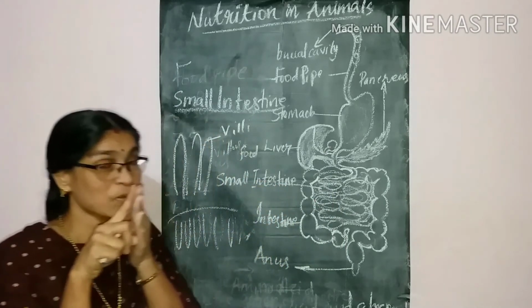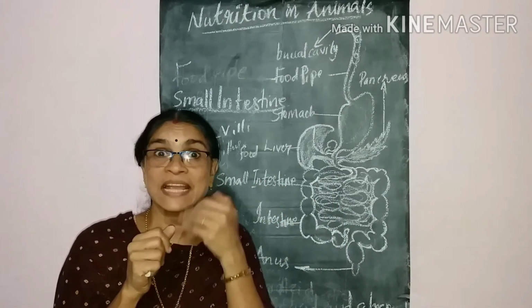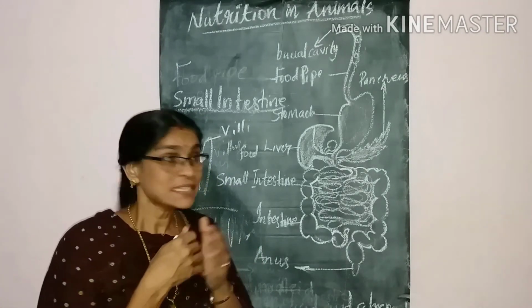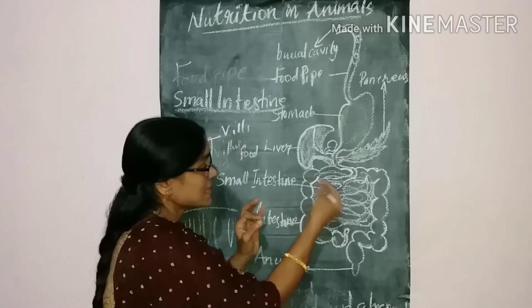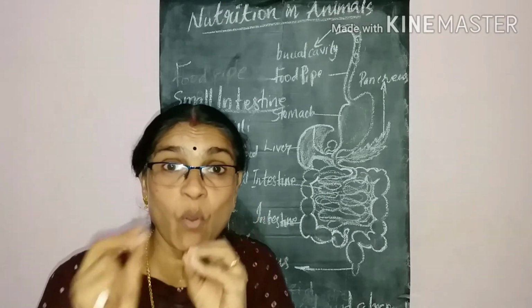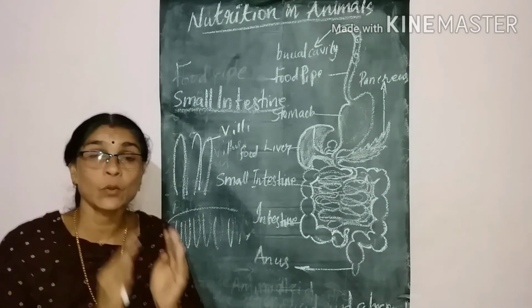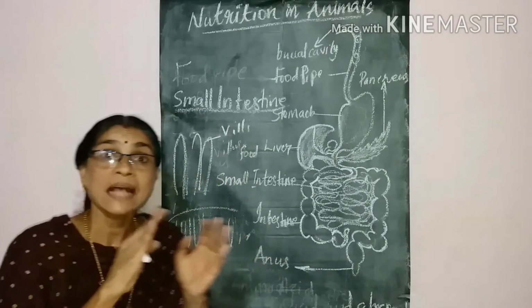The next process is assimilation. Then what is assimilation? Assimilation means the use of these digested food materials: the cells inside each organ produce complex materials like protein, carbohydrate, vitamins, fats, etc. That is called assimilation.